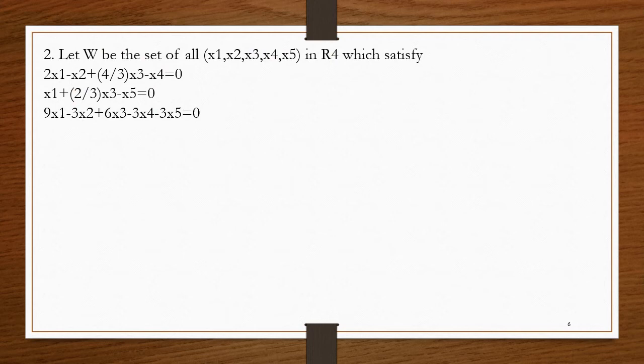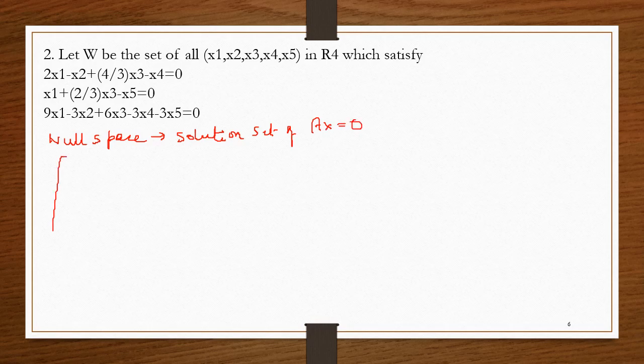Next problem, let W be the set of all x1, x2, x3, x4, x5 in R4 which satisfies the equation 2x1 minus x2 plus 4 by 3 x3 minus x4 is equal to 0, x1 plus 2 by 3 x3 minus x5 is equal to 0, 9x1 minus 3x2 plus 6x3 minus 3x4 minus 3x5 is equal to 0. So we need to find the null space for this given problem. Null space is nothing but the solution set of Ax equal to 0.